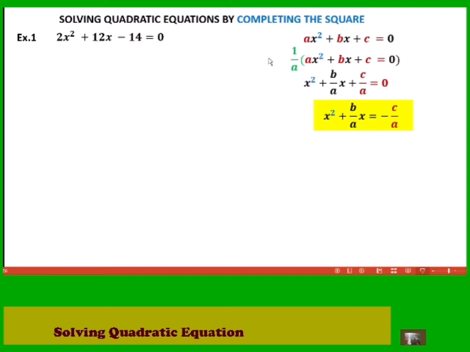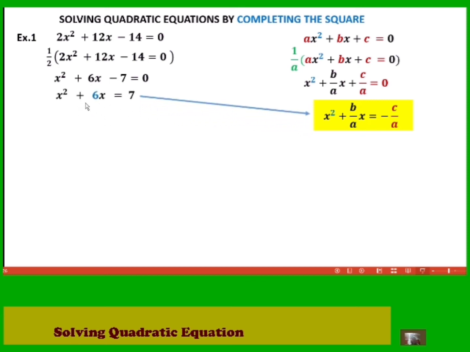So let us apply this in our equation. The coefficient of x squared is 2, so multiply the whole equation by 1 over 2. So that this is reduced to x squared plus 6x plus 7. 12 divided by 2 is 6. 14 divided by 2 is 7. Then we transfer the constant term to the right side of the equation. So this is now our resulting equation.